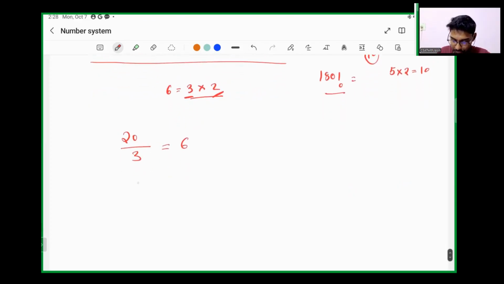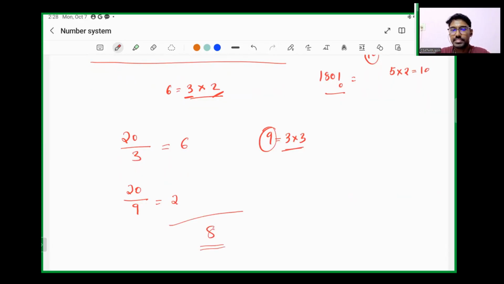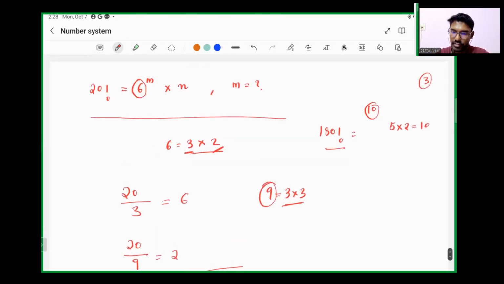Now, again, 20 by 9, why am I taking 9? Because 9 is equal to 3 into 3, so if one 9 comes, it is like two 3s. Just divide 20 by 9, you get 2 point something. So that will also come. So your total will be 8. So there will be 8 sixes inside 20 factorial.